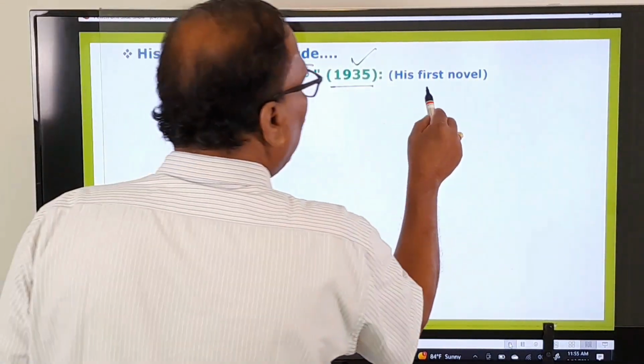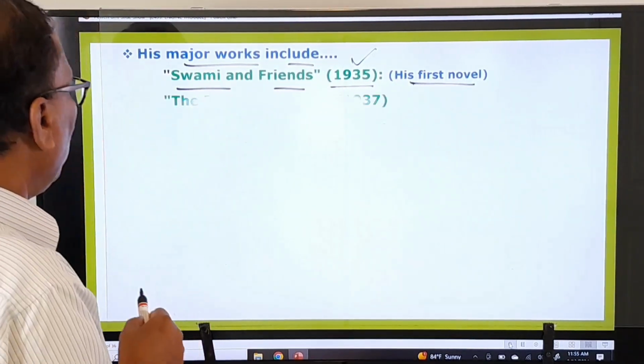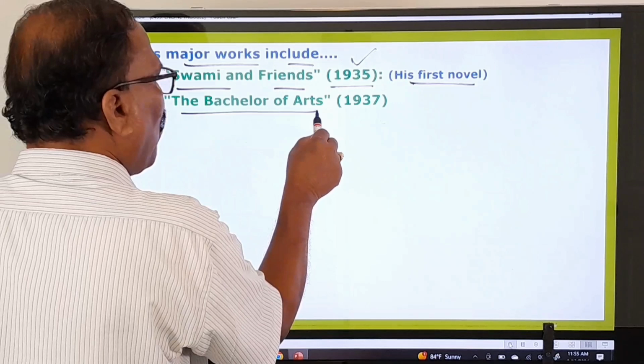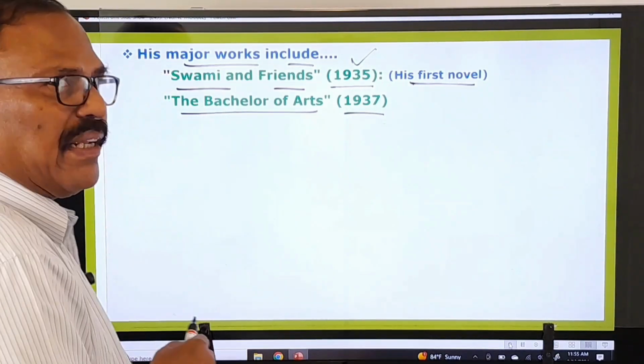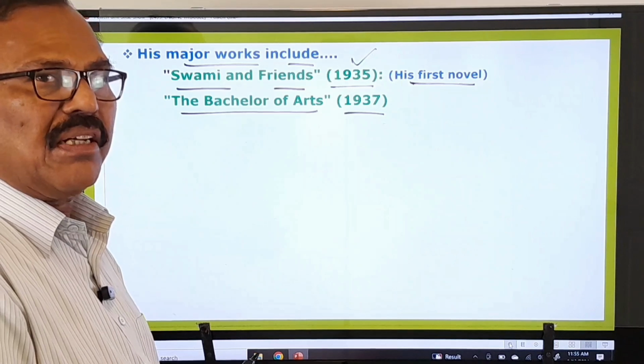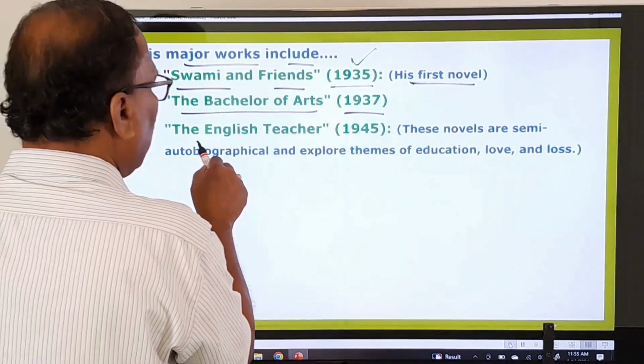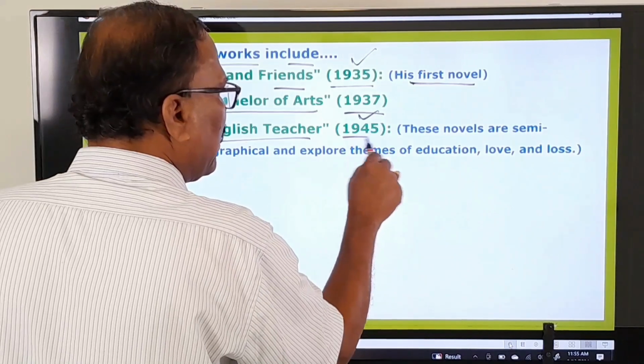Okay, and his first novel, this is said to be his first novel. And you go to the next one, The Bachelor of Arts. This was published in 1937. This is yet another very important novel of this writer. And next, The English Teacher. It was published in 1945.